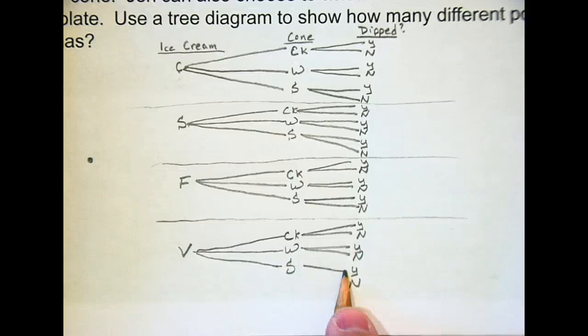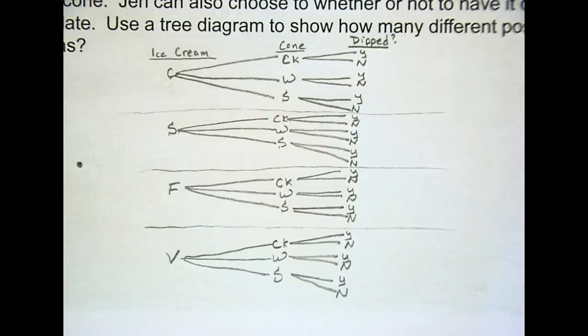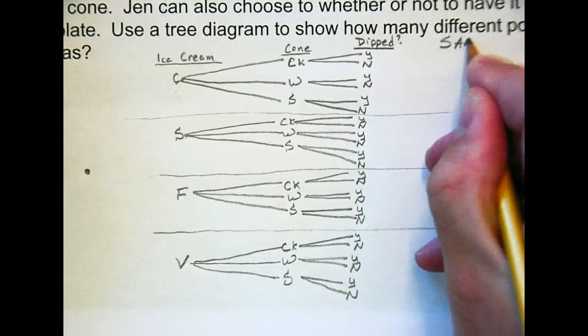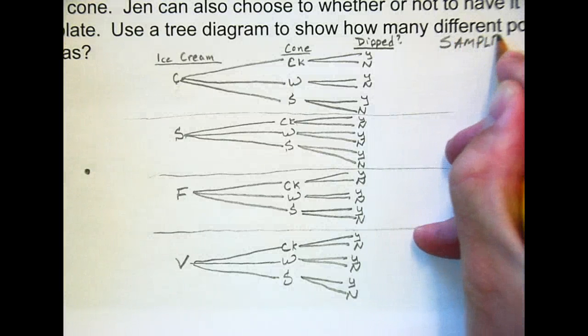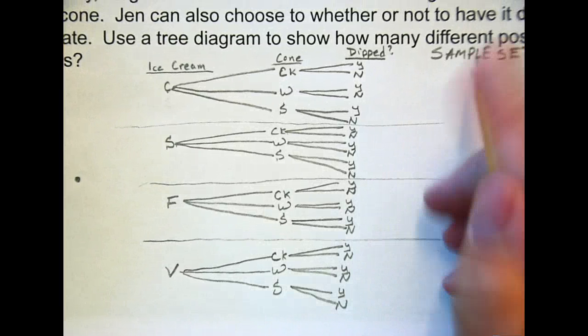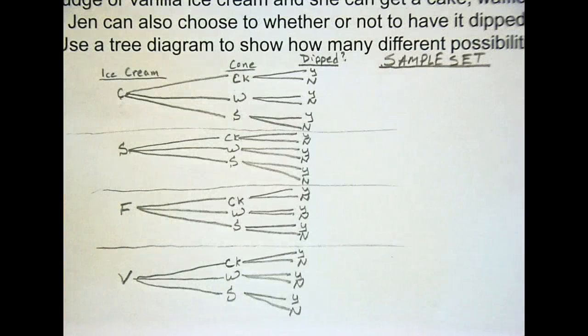All right, so you've got to be thinking there's got to be an easier way to do that, but at least there's your tree diagram. The benefit of a tree diagram is that at the end you end up with what's called a sample set, and that sample set is all of your possible choices.